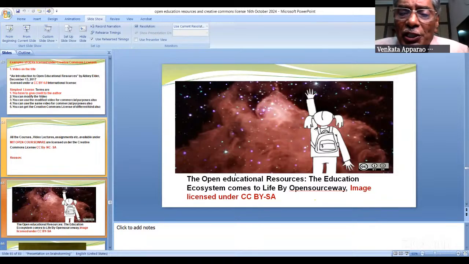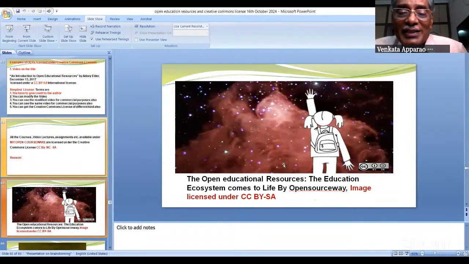The open educational resources, the education ecosystem comes to life by open source way. Okay. This is the image Open Source Way has created, with the title Open Educational Resources, the education ecosystem comes to life by the use of open educational resources. And this is the image created by Open Source Way.